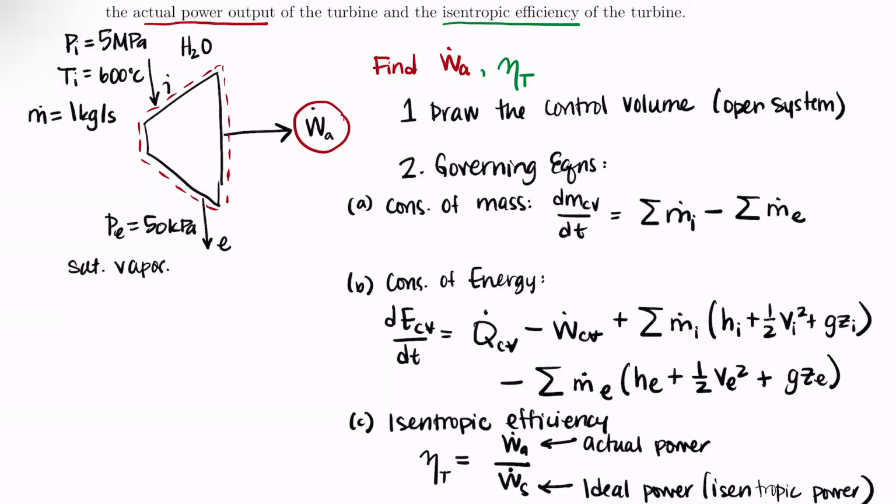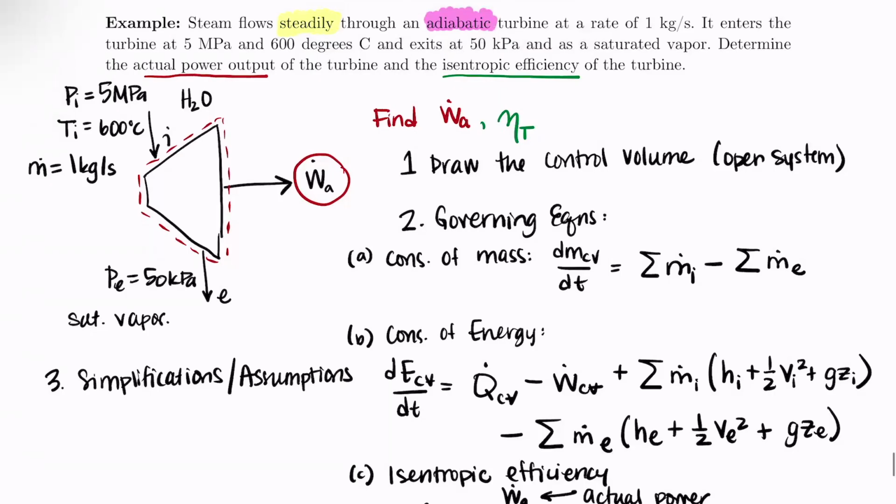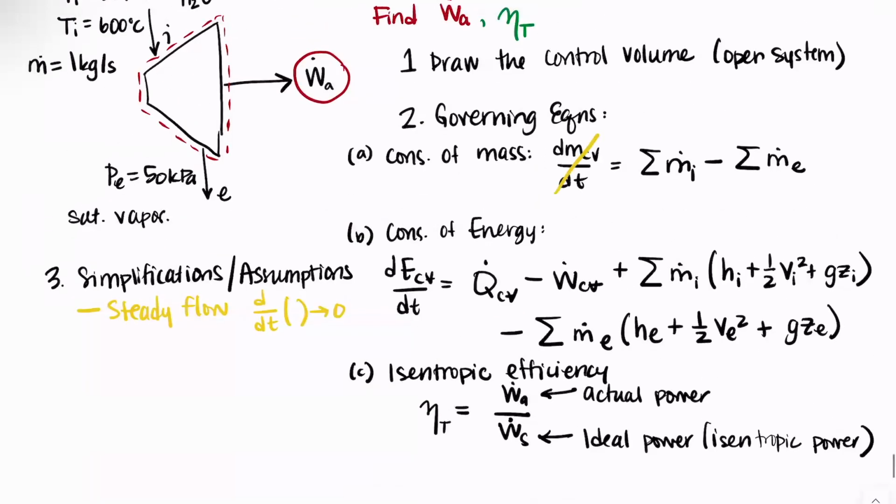Okay, so next, let's write down our simplifications and assumptions. So the first one is, it's already written in the problem, so we're assuming this is steady flow, right? So steady means that the time derivatives go to 0. So I can get rid of the dmdt term and the dedt term.